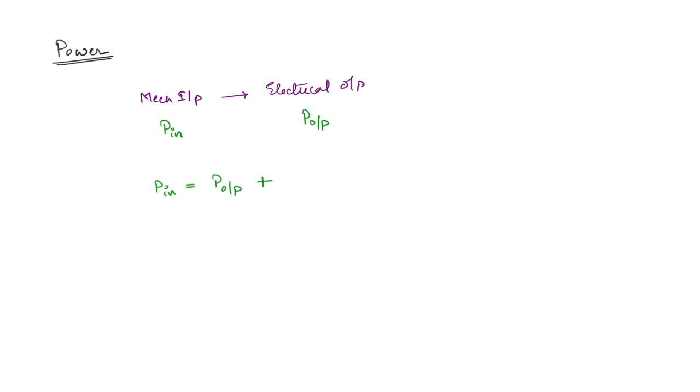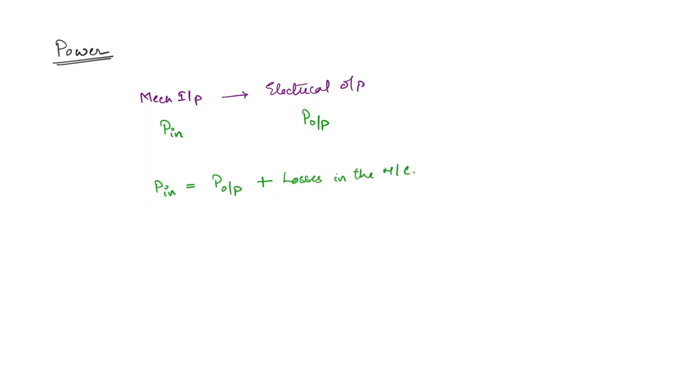Let us now see what are the power relations in a synchronous generator. In a generator, whatever the kind of generator, the basic thing remains the same. There will be a mechanical input which will give an electrical output. If you take the mechanical input as P input and this as the P output, then what is the relation? The input power is equal to the output power plus the losses that are occurring in the machine.